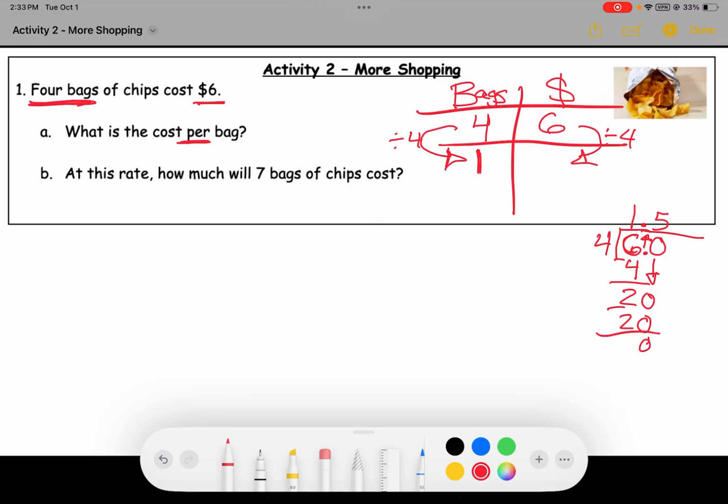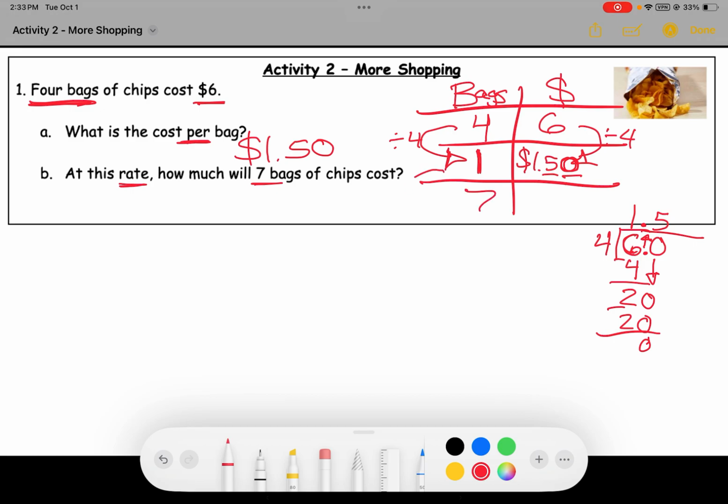So it's 1.5. We know for money, we write 1.5, but there needs to be 2 numbers after the decimal, so we add a 0 if there's an extra spot. So $1.50 for 1 bag. So $1.50. At this rate, so meaning $1.50 per bag, how much is 7 bags?